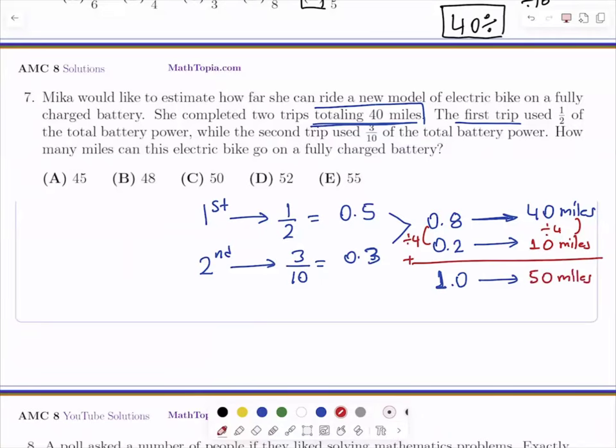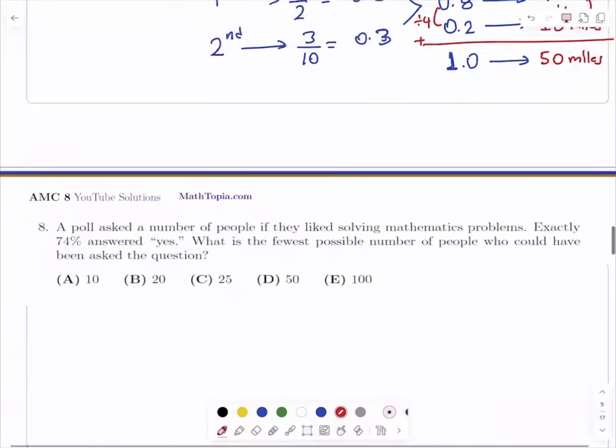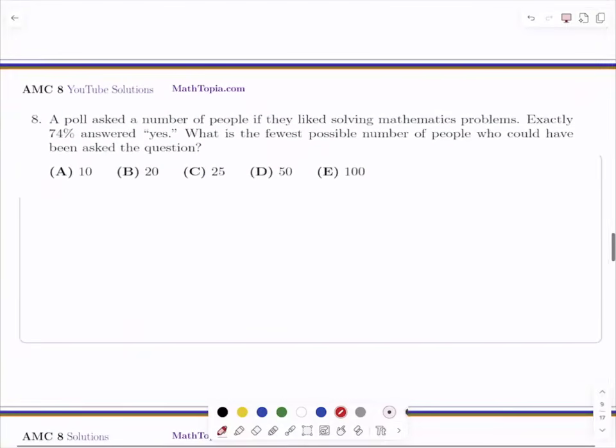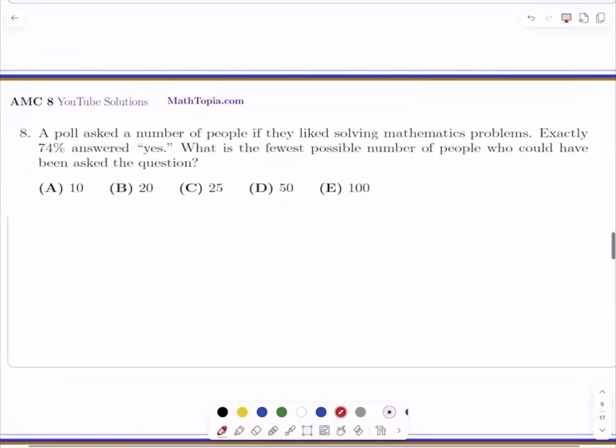50 miles, right? Yes. It's a nice problem, which is a real life problem. So number 8, another percent problem and whole number problem. 70%.